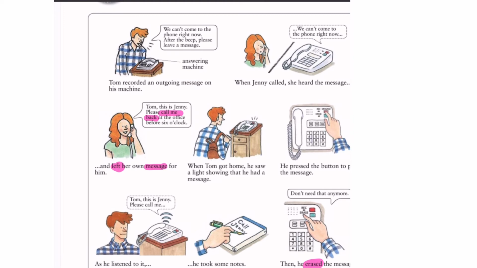She left her own message for him. "Tom, this is Jenny. Please call me back at the office before 6 o'clock." When Tom got home, he saw a light showing that he had a message. He pressed the button to play the message.